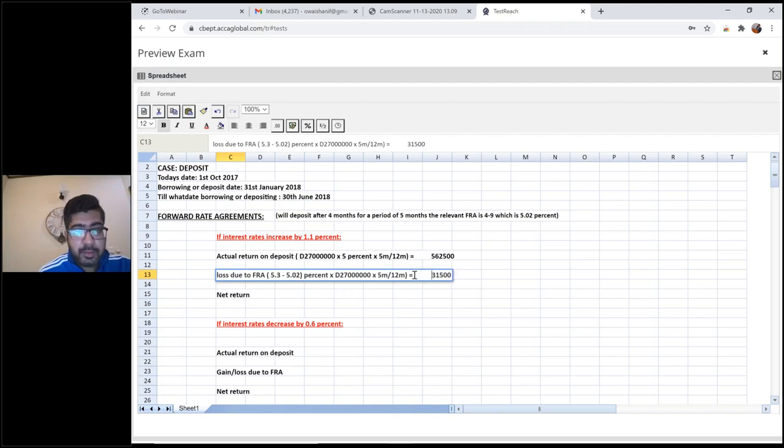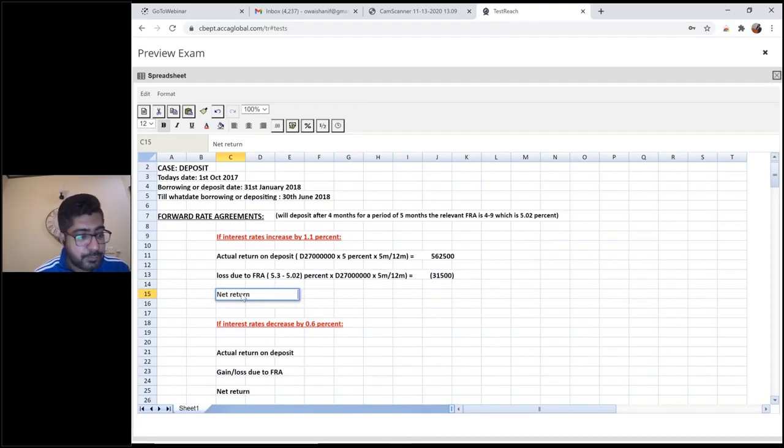Will the loss be added or deducted? It depends. In the above statements, it's a return and you get a loss. So a loss is likely to reduce your return, therefore you deduct it. The net answer which you will get is 531,000.